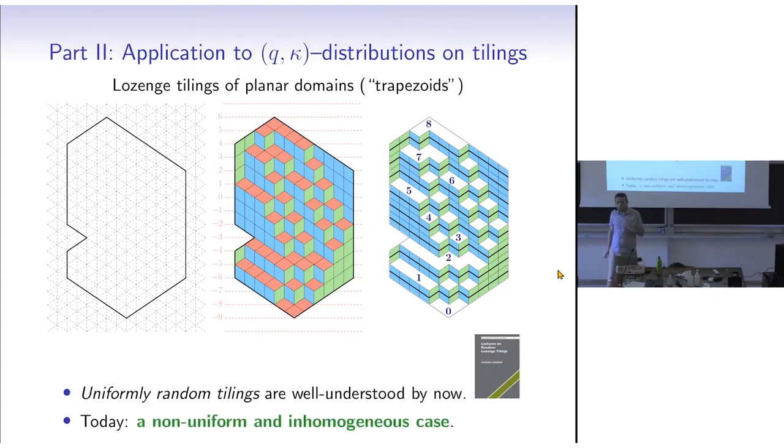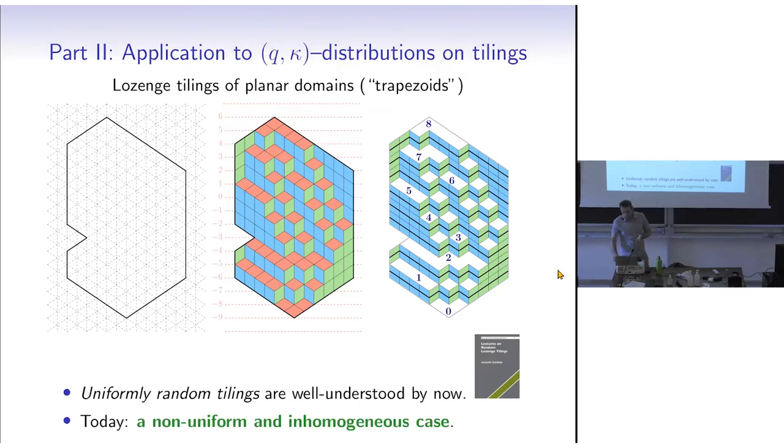Now, uniformly random lozenge tilings are somewhat well understood by now. Its asymptotic phenomenology: you take a large domain, and you tile it with small tiles, and we know a lot about what should be happening there. And this is not the topic of my talk today. So instead, I will try to describe to you what is happening in certain cases of non-uniform and, moreover, inhomogeneous measures on these tilings.